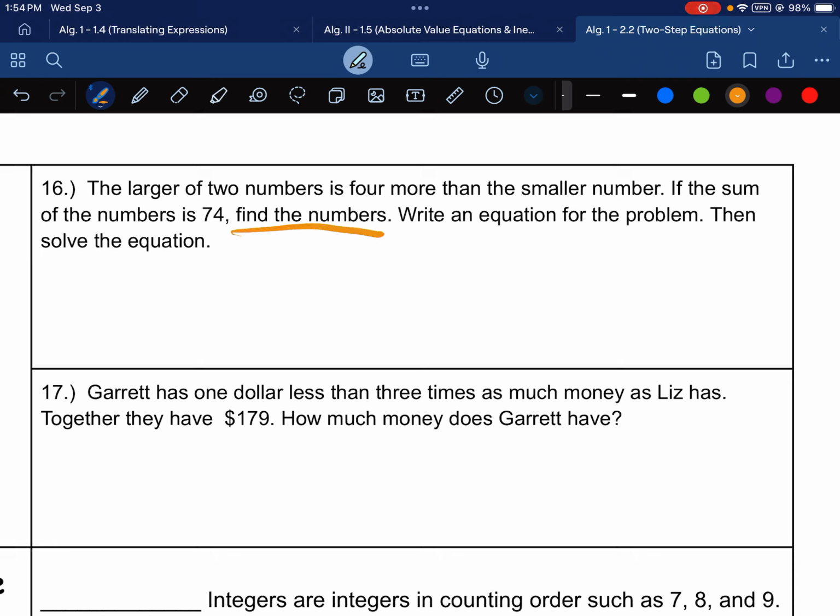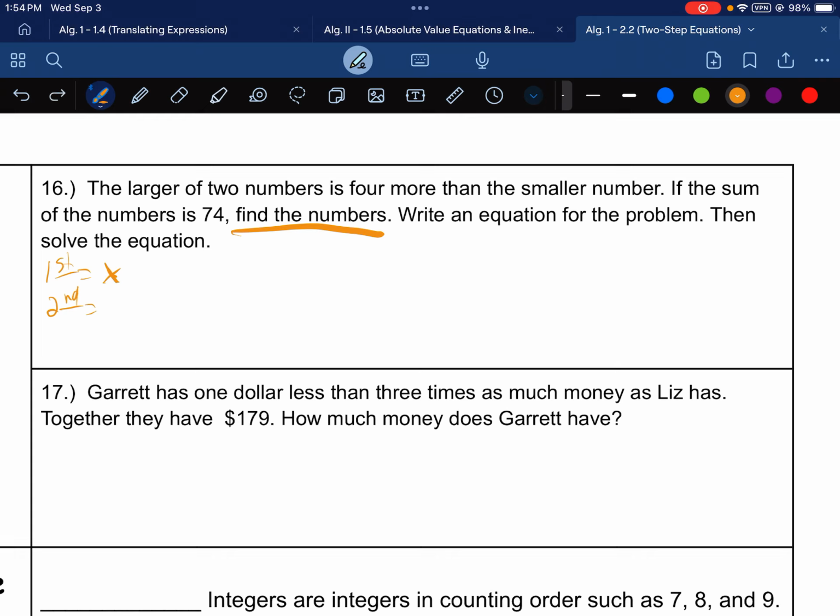We're supposed to find the numbers. Okay, so numbers, plural. So we're going to have the first number, and we're going to have the second number. Now, we're told the larger of the two numbers is 4 more than the smaller number. So whichever one I call my smaller number, I'm just going to call it the first number here, and I'm going to call that x.